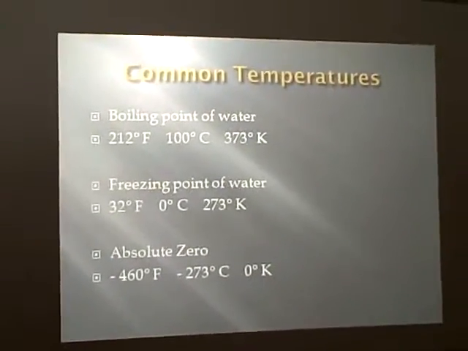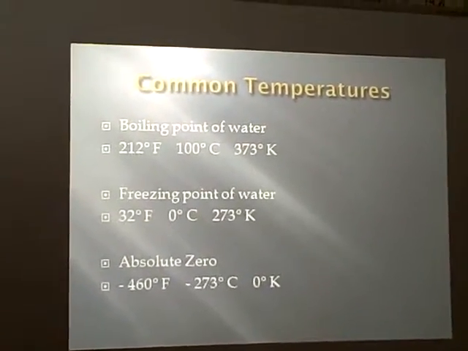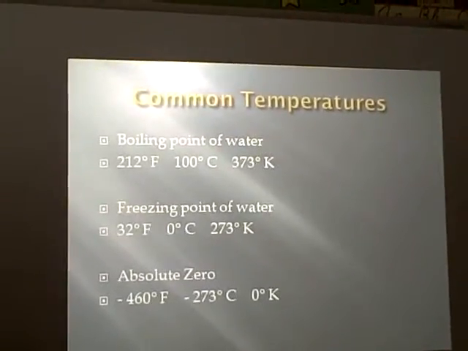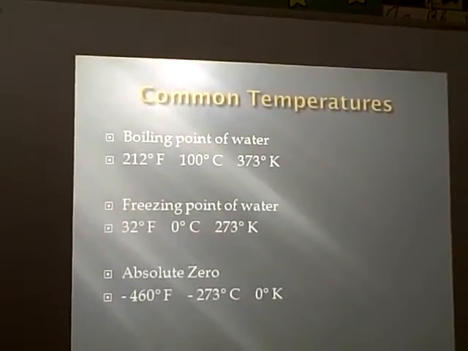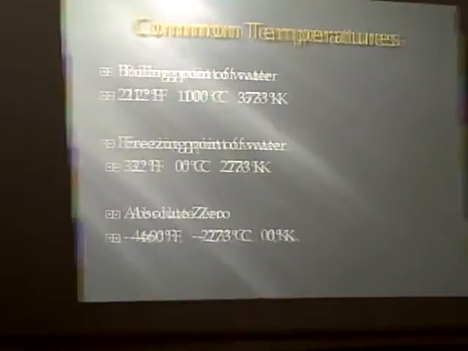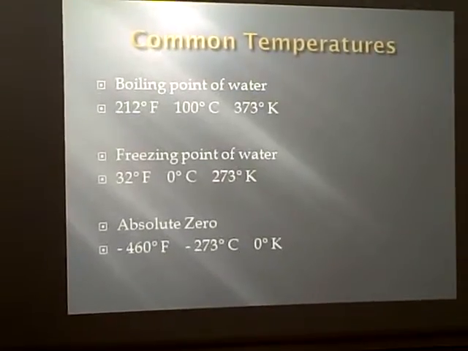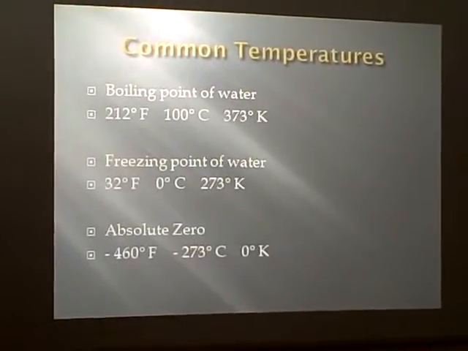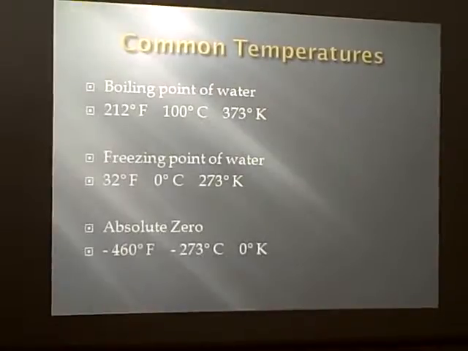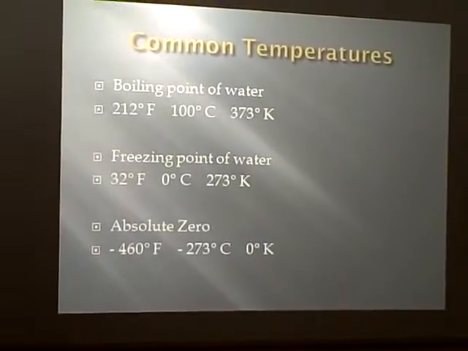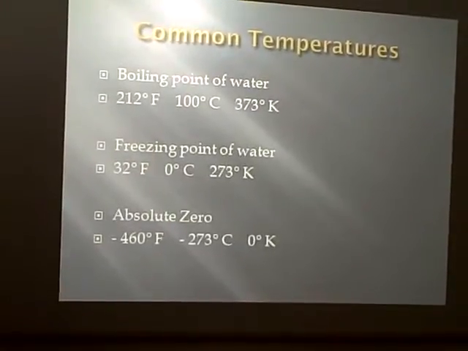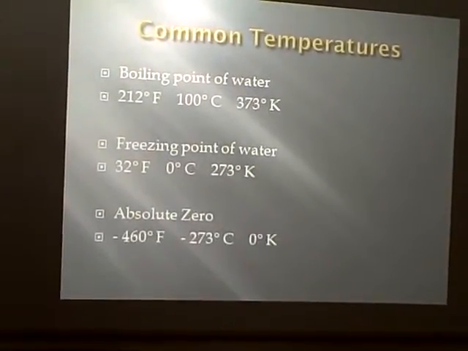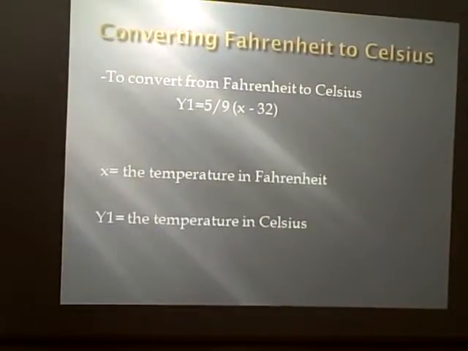Some common temperatures: the boiling point of water is 212 degrees Fahrenheit, 100 degrees Celsius, and about 373 degrees Kelvin. The freezing point of water is 32 degrees Fahrenheit, 0 degrees Celsius, and 273 degrees Kelvin. And then absolute zero for each scale is negative 460 degrees Fahrenheit, negative 273 degrees Celsius, and 0 degrees Kelvin.